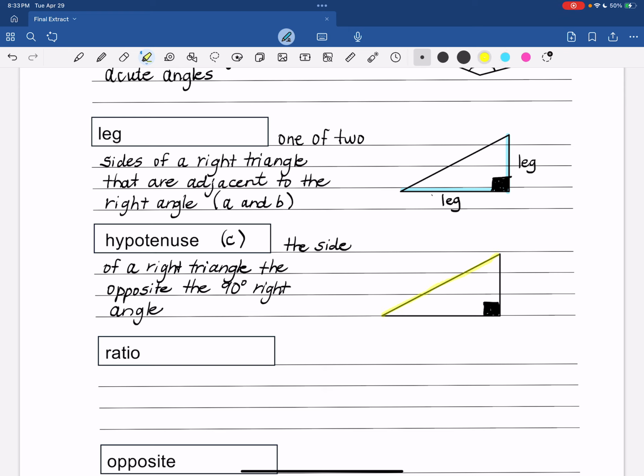So here's hypotenuse. And there's something you need to know about hypotenuse. It is always, without exception, every single time, the longest of the three sides. I can't tell you how many times that little piece of knowledge has saved my bacon by just knowing that hypotenuse is always the longest of the three sides. Hypotenuse will always be longer than leg A or leg B.